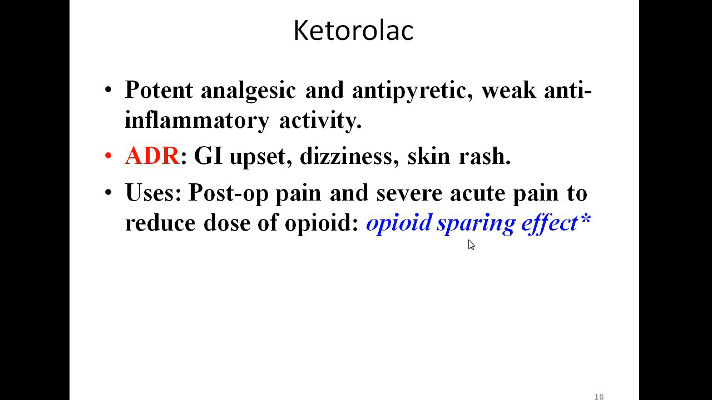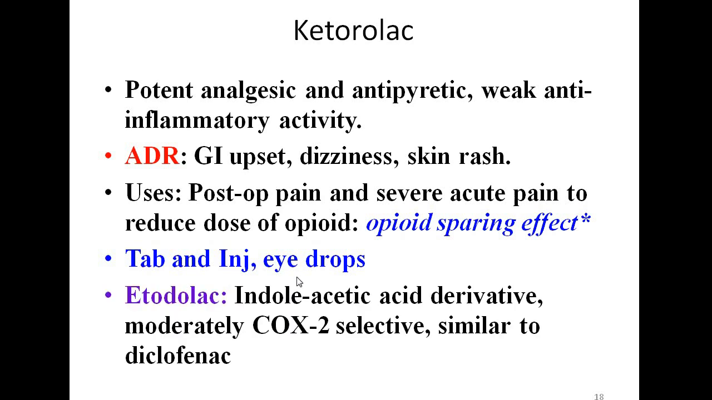For severe acute pain, opioids are generally used, but when ketorolac is administered before an opioid, the dose of opioid required is decreased. This is referred to as opioid sparing effect. Ketorolac is available as tablets for oral administration, injection for intramuscular and intravenous use, and as eye drops. Etodolac is similar to diclofenac with moderately selective inhibition of cyclooxygenase 2.